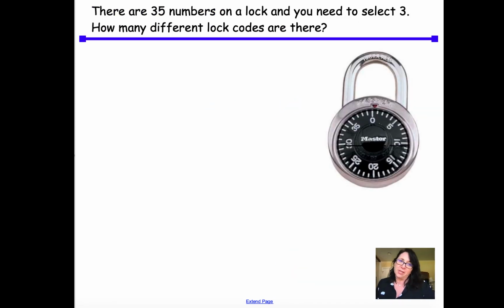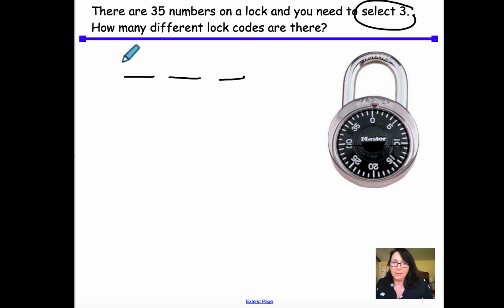So for this problem here, this is like a lock. And I don't know if you've ever wondered this, but when you're thinking of a lock, you're thinking, well, I have 35 numbers on the lock to choose from. And let's say that I can only select 3. So how many different codes can I have? I see that this particular lock actually has more than 35, so we're going to ignore that part. So let's just say it's 35 and I only have 3. Oops, let me fix that. So we have 1, 2, 3.